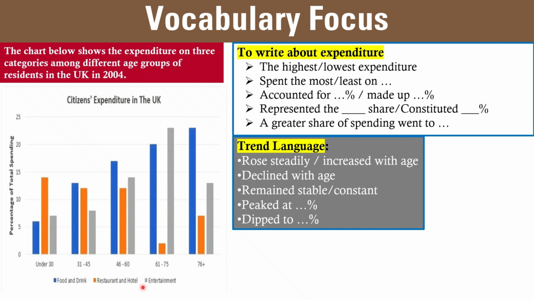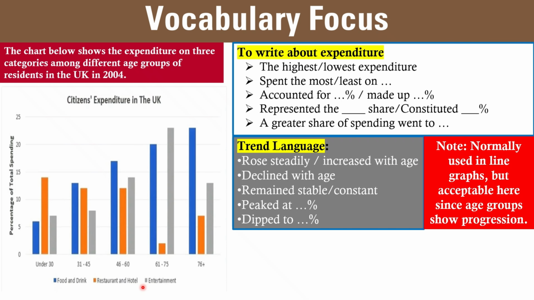Now, you might be wondering, isn't this a static bar chart? Should we really use words like increased or declined? Normally, trend language is used in line graphs or dynamic bar charts that show changes over time. But in this case, the age groups are arranged in order, almost like a progression. That means it's acceptable to say spending on food and drink rose steadily with age, because we are describing a clear upward trend across the age categories.